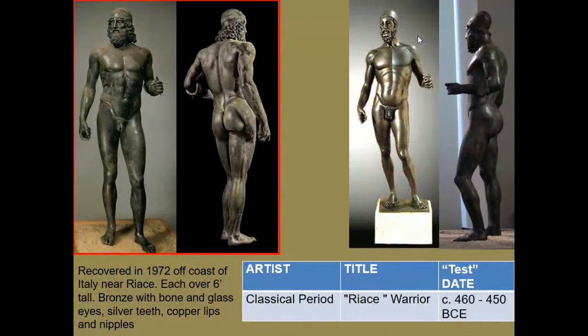These were recovered in the 20th century, if you can believe it. These pieces were found in 1972 off the coast of Italy near Riace. So we refer to these as the Riace Warriors. So there's a pair of them. They were found together. The one to know for the test is the figure to the left.